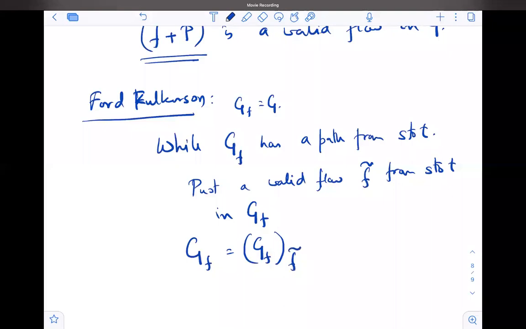So once you have pushed this one, then what happens? It is basically nothing but G of F plus F tilde. And keep on doing it. So basically you find a path, you try to push as much as you can through that path, create this GF. Then you find another path, and you try to push through that, and you continue like that.